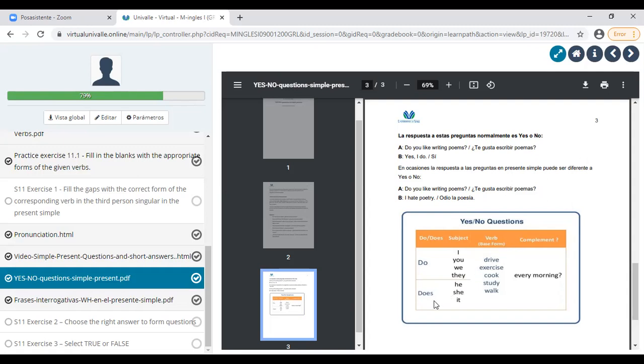Examples: Does he study every morning? ¿Estudia él todas las mañanas? Do you drive every morning? ¿Conduces tú cada mañana? Do they cook every morning? ¿Cocinan ellos cada mañana? So it's very simple. With this grammatical structure, it will be so much easier for you to form statements in interrogative.